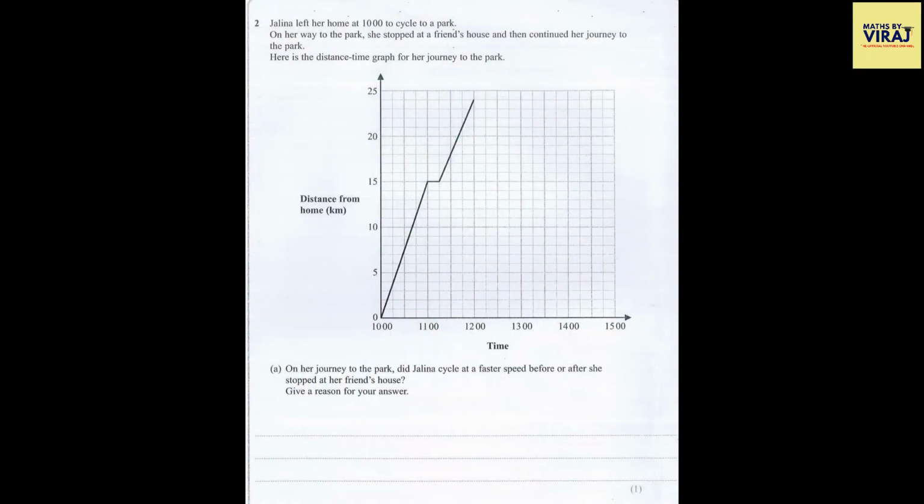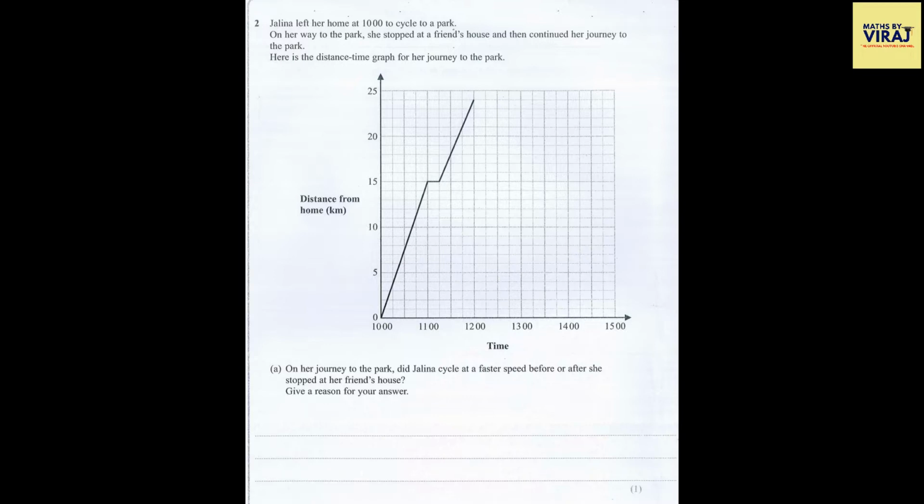Children, when you look at question number 2, it says Jalina left her home at 10 to cycle to a park. On her way to the park, she stopped at a friend's house and then continued her journey to the park. Here is the distance time graph for the journey to the park.